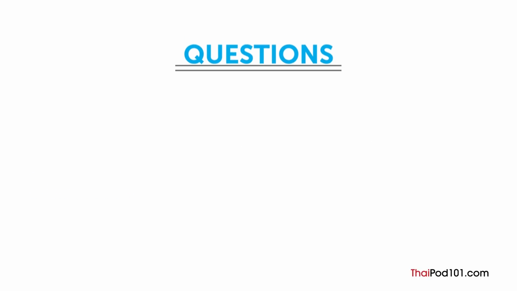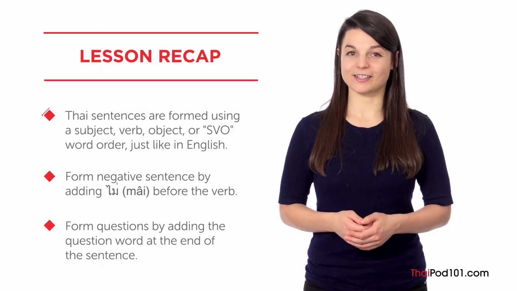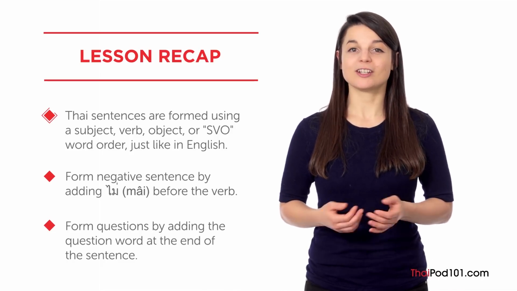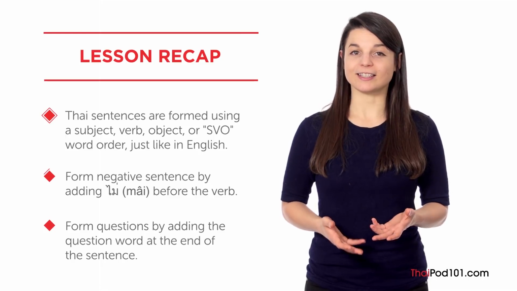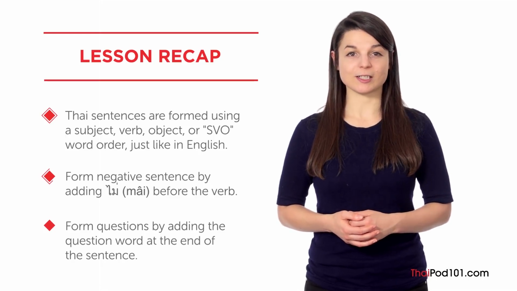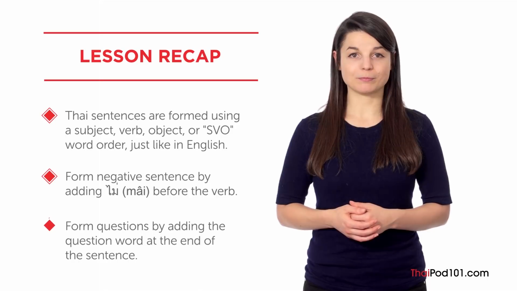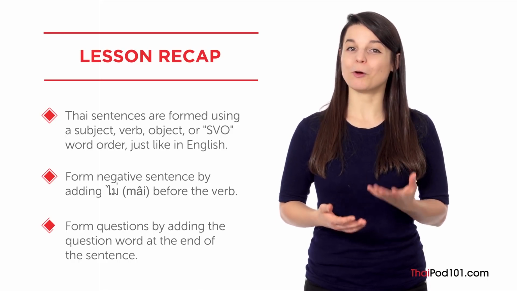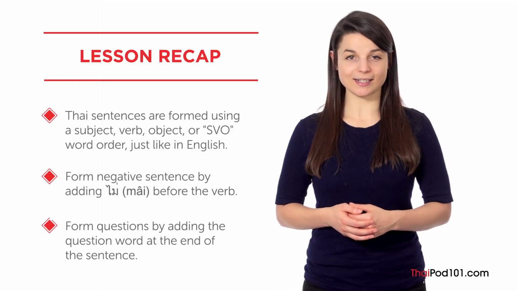Let's wrap up this lesson by recapping what we've learned. In this lesson, you learned that Thai sentences are formed using a subject, verb, object, or SVO word order, just like in English. Secondly, you learned how to form negative sentences by adding one word before the verb. Lastly, you learned that asking questions in Thai is easy, because you only have to add the question word at the end of the sentence.